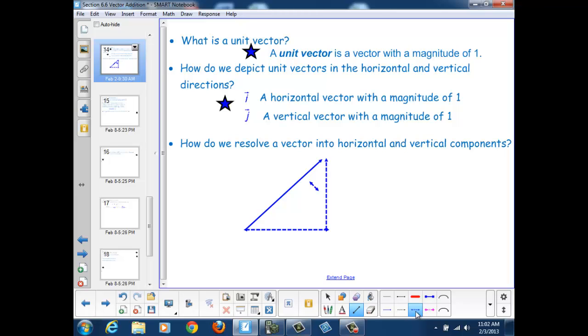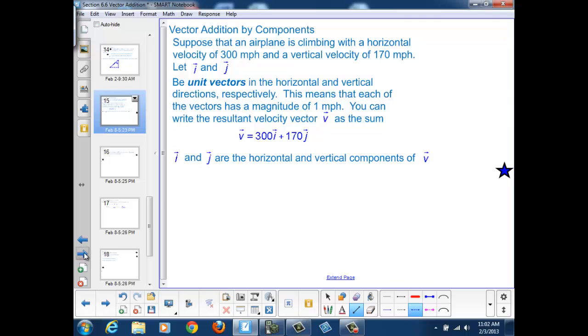Let's take a look at a quick example. Suppose an airplane is climbing with a horizontal velocity of 300 miles per hour and a vertical velocity of 170 miles per hour. We'll let i and j be those unit vectors in the horizontal and vertical directions respectively, which, as we just said, means that each of the vectors has a magnitude of 1 mile per hour. So we can describe the plane's motion as the resultant velocity vector, the sum of 300 unit vectors in the horizontal direction plus 170 unit vectors in the vertical direction.